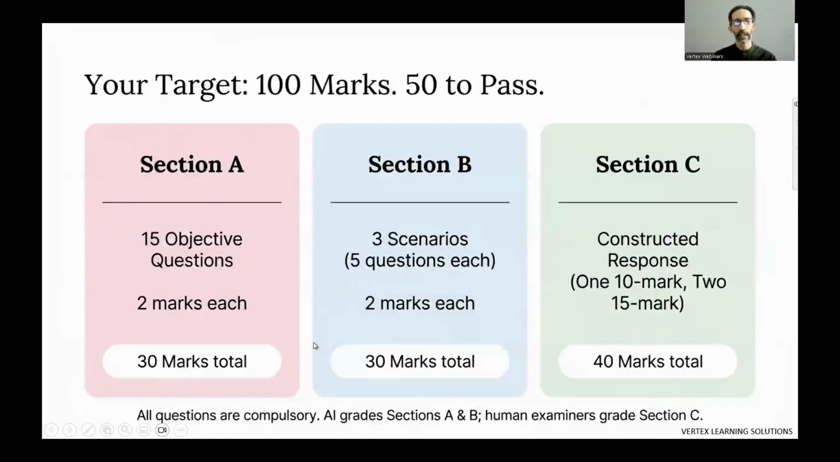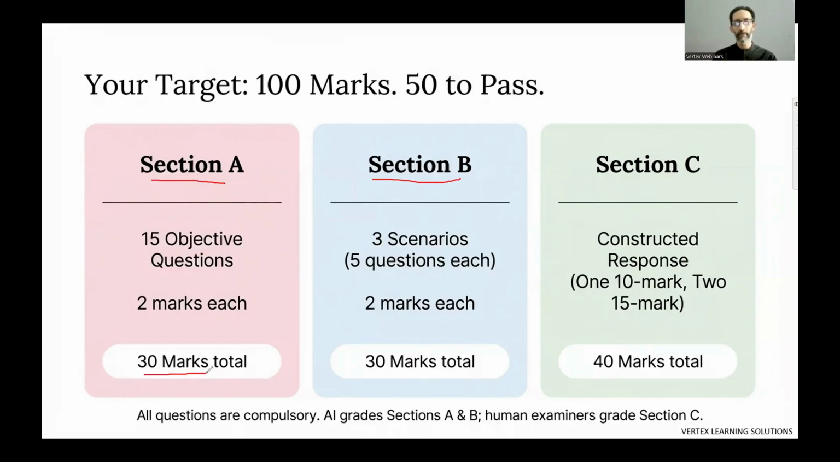Okay, so we are now looking at the paper pattern, like all the skills level exams of ACCA. We have three sections: Section A, B, and C. Section A and B are based on the MCQ style, where you do not need to show any workings, you just tick the right answer. In Section A, you have 15 questions. Every question carries 2 marks, so that brings us to a total of 30 marks.